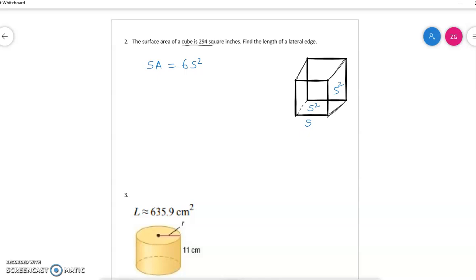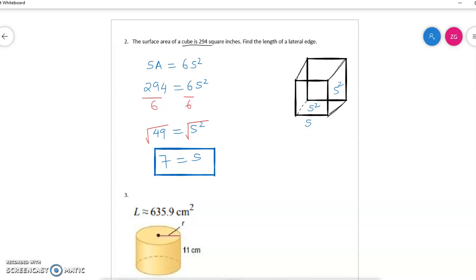Now substitute the value. Surface area is 294, so 294 equals 6 times side squared. I need to find the value of s, so divide both sides by 6. 294 divided by 6 is 49 equals side squared. To eliminate the square we take the square root on both sides. Square root of 49 is 7 and square root of side squared is s. So the edge of the cube is 7 inches.